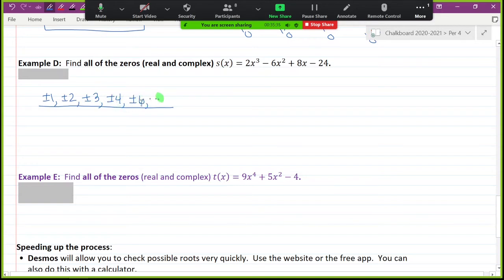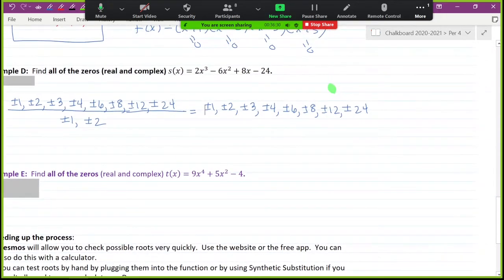plus or minus 6, plus or minus 8, plus or minus 12, and then finally plus or minus 24. And then what are the factors of the first number? It's 2, so plus or minus 1, and plus or minus 2. So those are the factors of 24 divided by the factors of 2. And now you need to divide. Now the first group of factors are just these because you're dividing by 1.